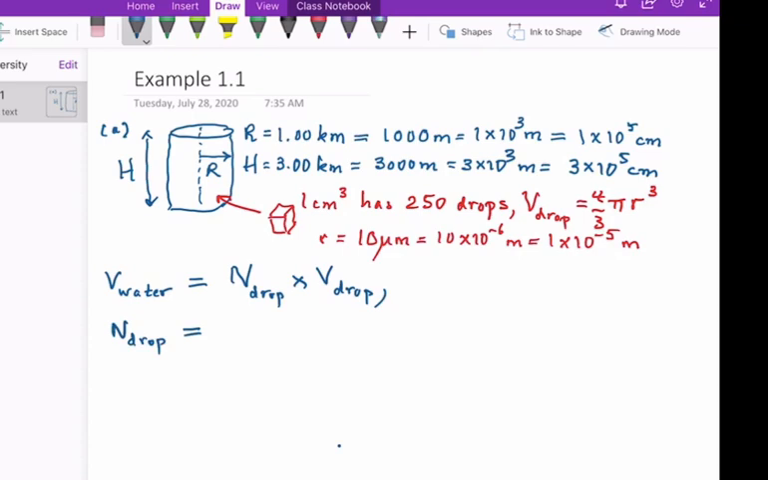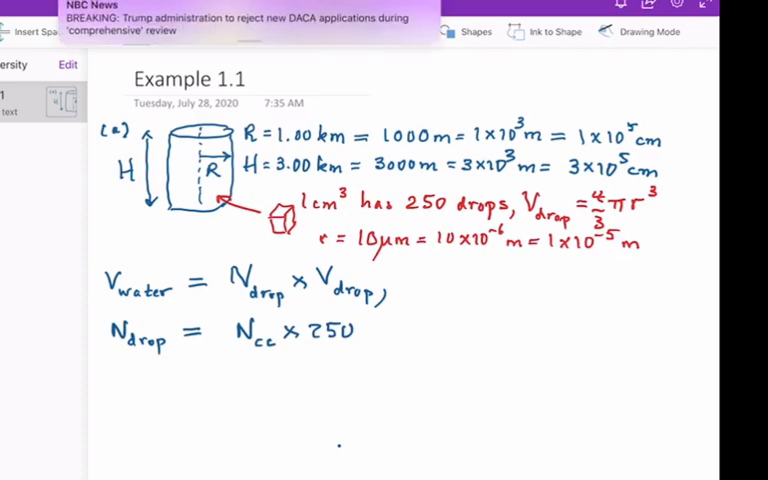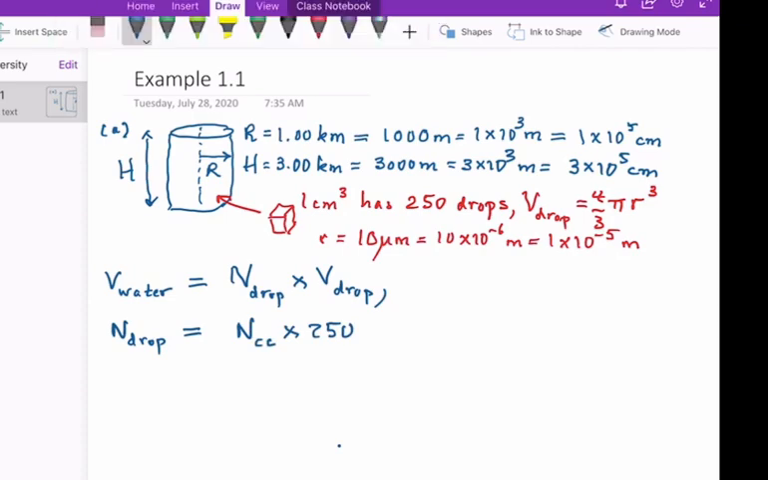Well, that's the number of cubic centimeters of cloud times 250, right? Because every cubic centimeter of cloud has 250 drops. Okay? All right, so now I have to have a formula for the number of cubic centimeters of cloud. That's a dimensionless quantity, just the number, how many.